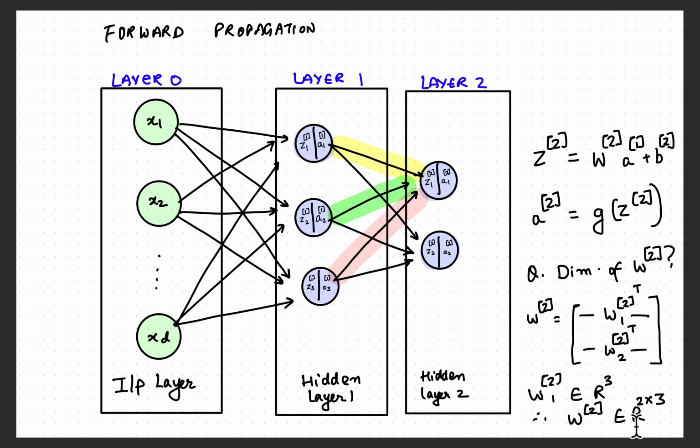Right? So now you would have already figured out that the dimensionality of the weight matrix of any layer is the number of nodes in that layer times the number of nodes in the preceding layer.